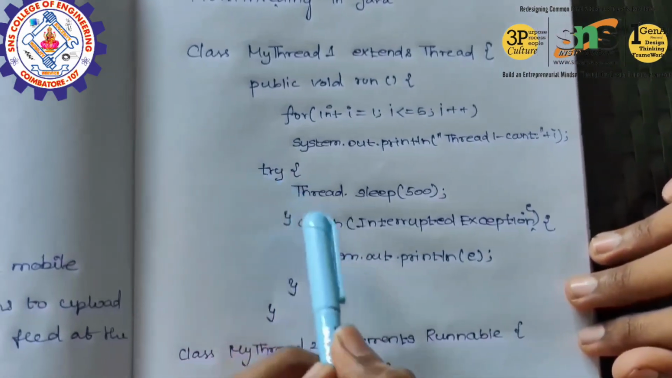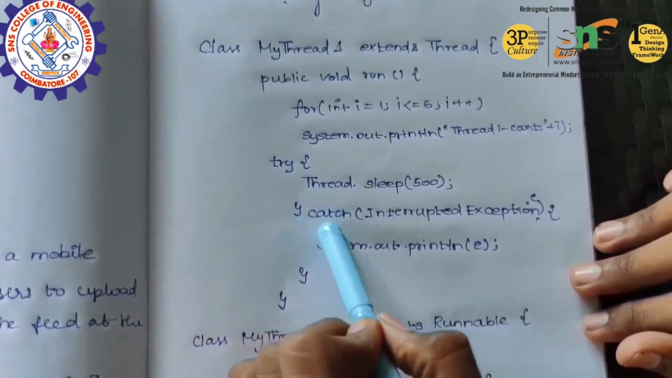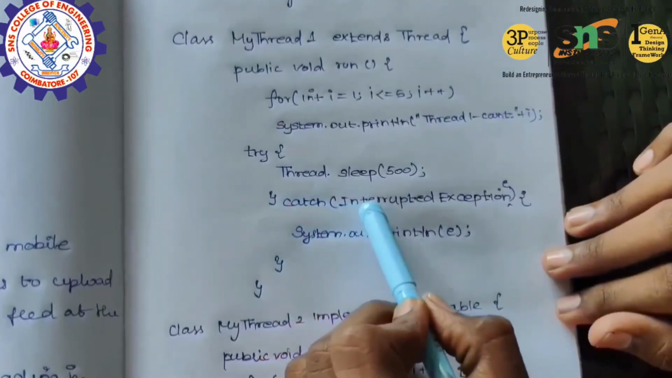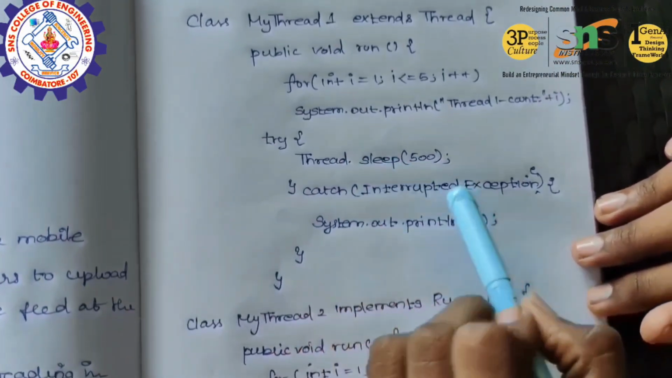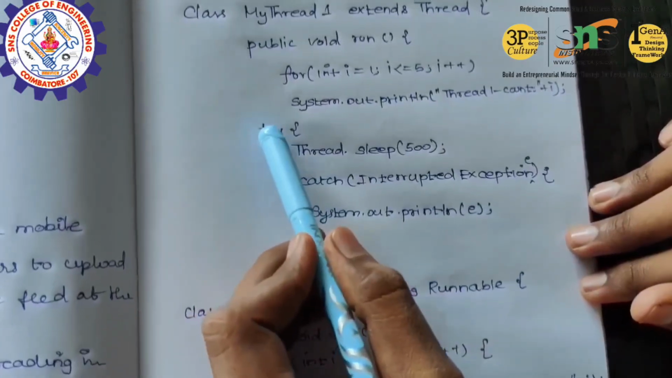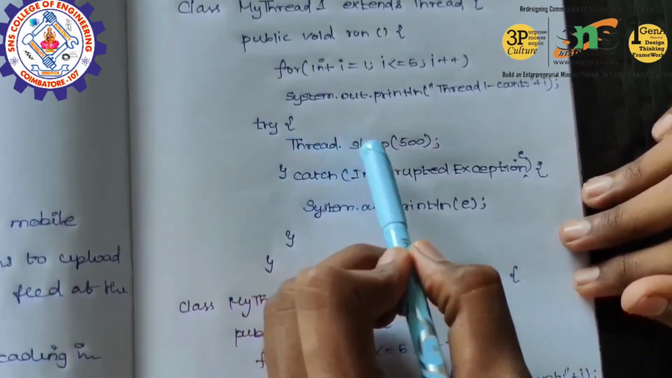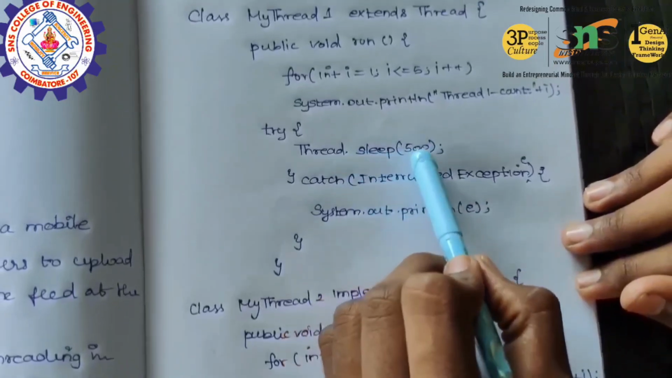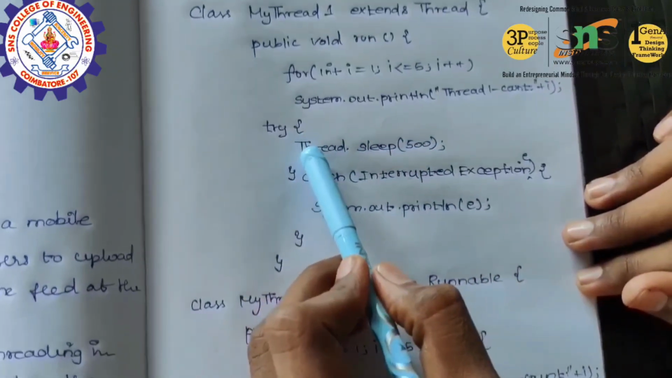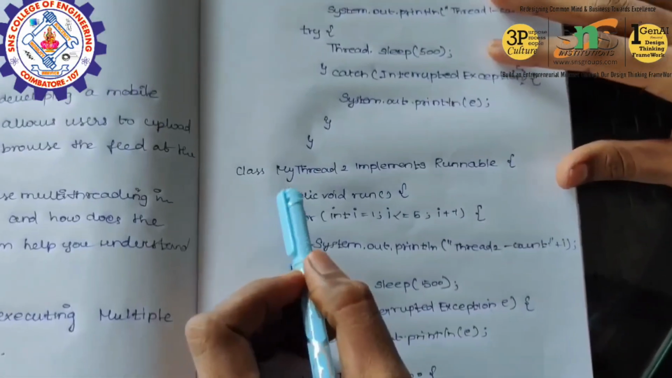And then I am using a try and catch block, which helps to find any error. Here I am using catch for the exception. If any error occurs, it will show what the error is. And inside the try block I am using Thread.sleep(500). Here the 500 means 500 milliseconds. The sleep function makes the thread wait for 500 milliseconds.